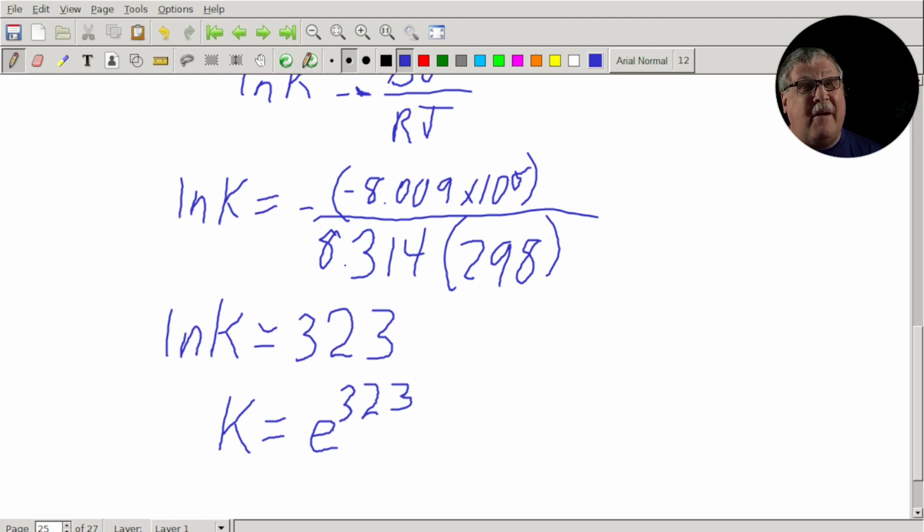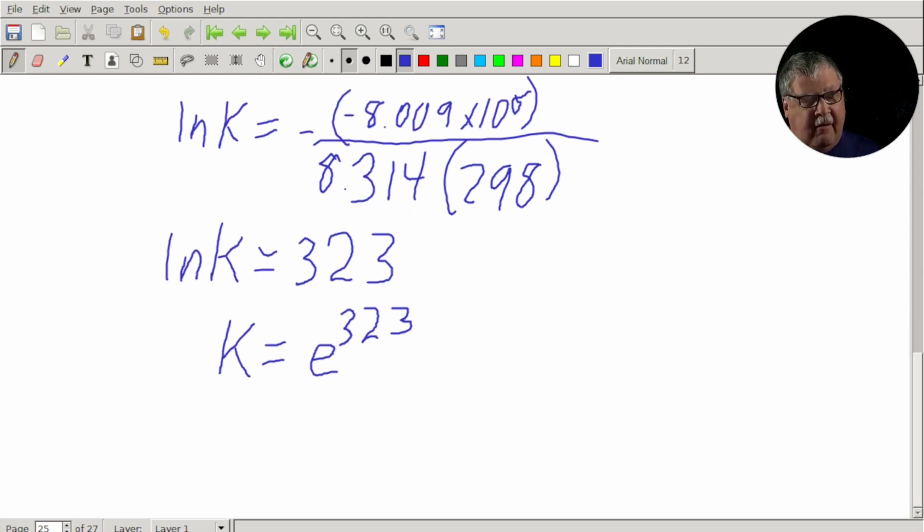Would you consider this to be a very large number or a very small number? Yeah, it's going to be huge. Most scientific calculators, especially these cheap ones that I recommend, don't handle numbers that are larger than 10 to the 100th or less than 10 to the negative 100th. So here's what we have to think about. What's the relationship between natural log and log? We can circumvent this problem.